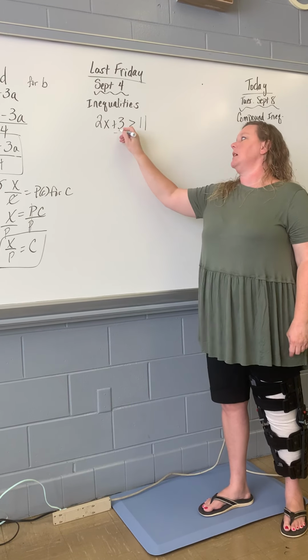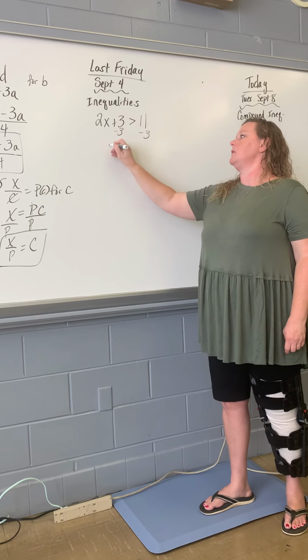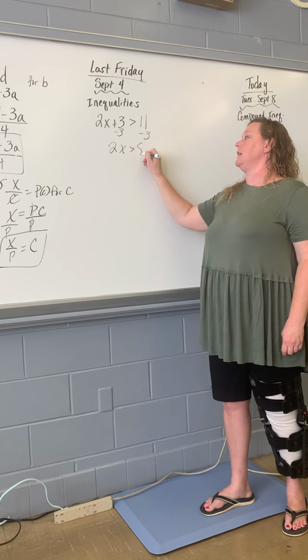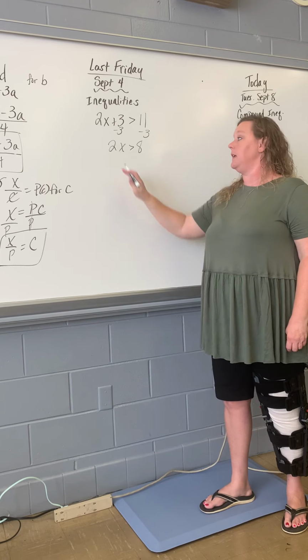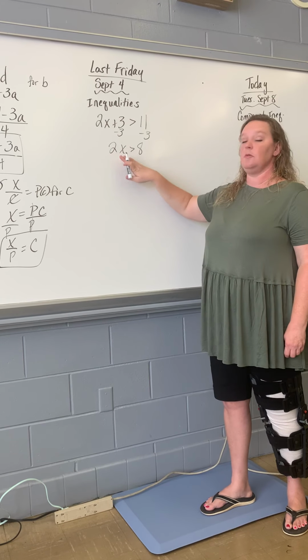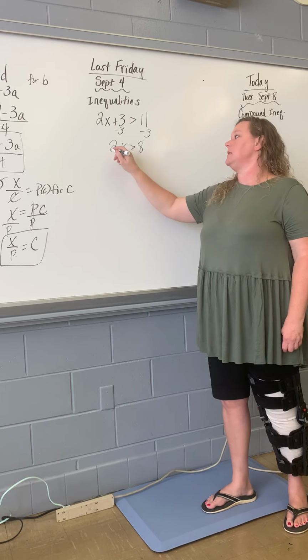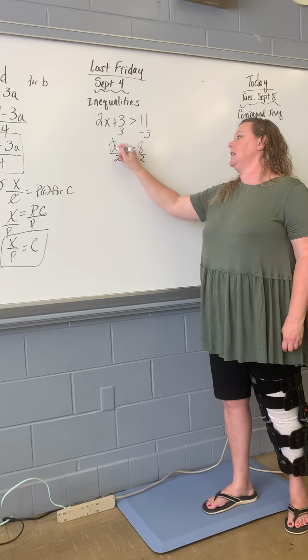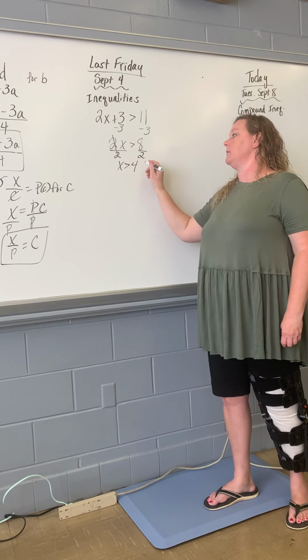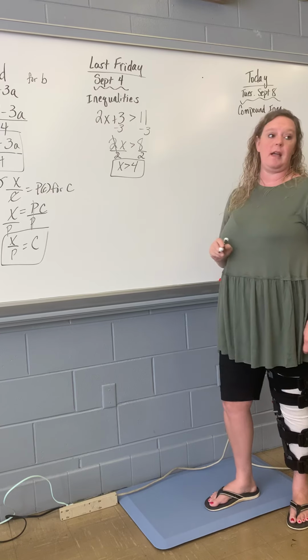Minus 3 from both sides. So I have 2x is greater than 8. And then how do I get rid of a 2 times x? Divide by 2. And 8 divided by 2 is 4. So that would be my answer.